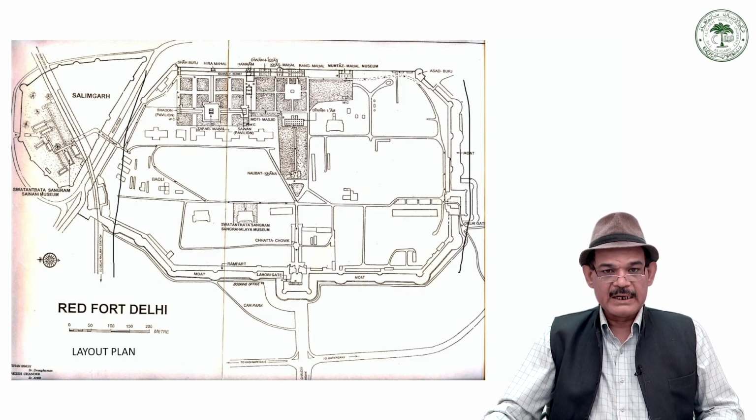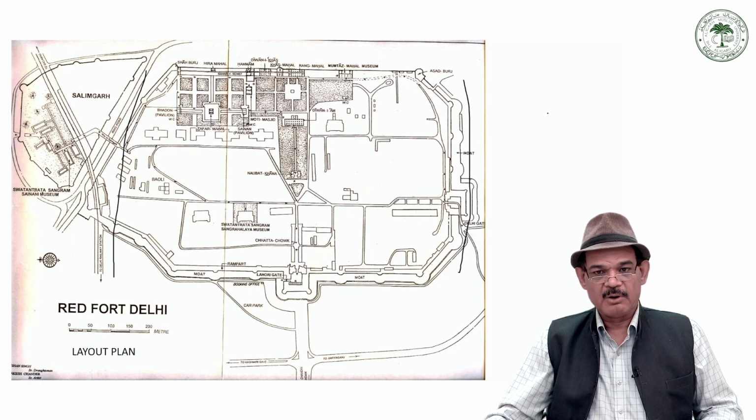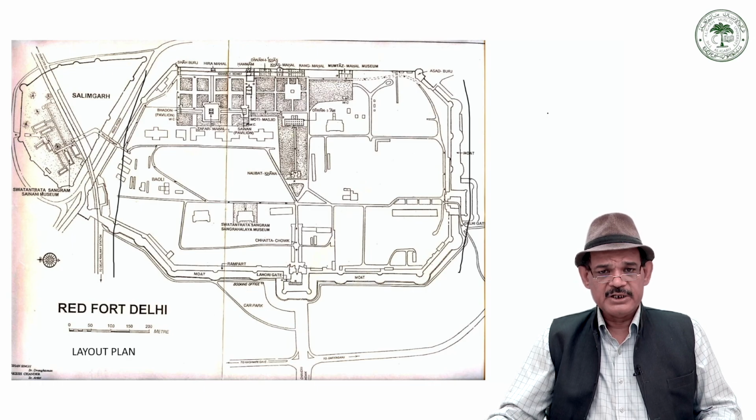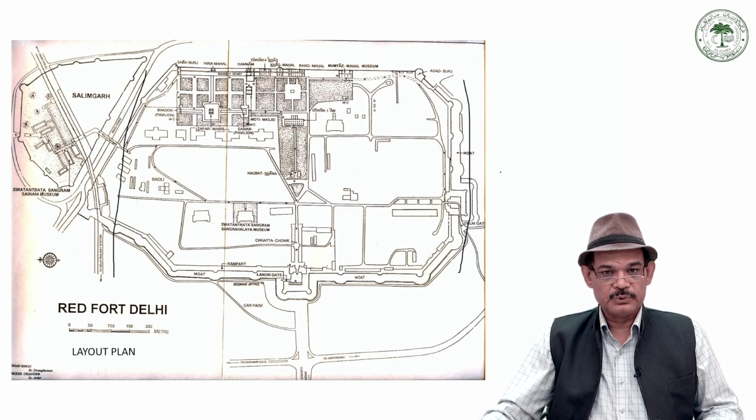Now, inside this fort we have a cluster of palaces, a number of religious buildings, a number of pleasure palaces, and apart from that we have some official buildings. So there is a cluster of buildings serving the different purposes of sovereignty. And why is it known as the Red Fort? The word fort suffices for this.